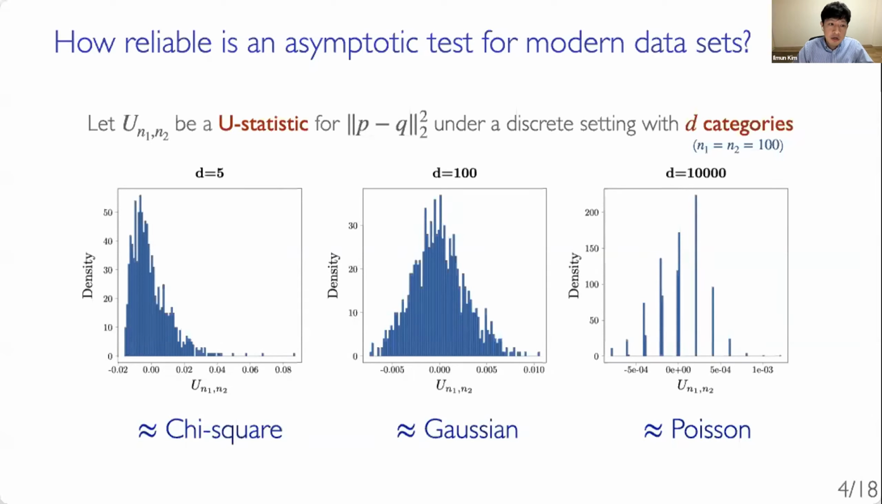So in contrast, I want to re-emphasize that the permutation test does not require any knowledge of the limiting distribution, and more importantly, it is valid in any finite sample size and for any type of test statistic under the minimum assumption.